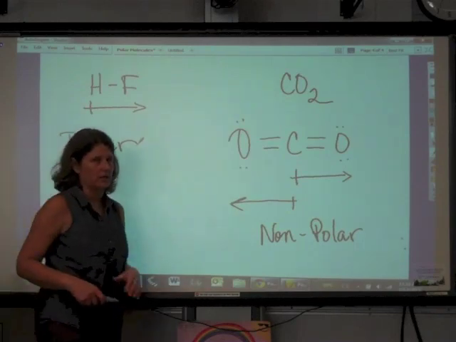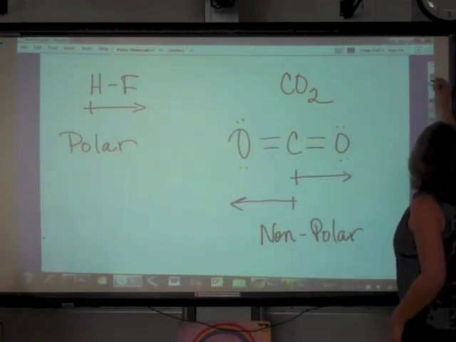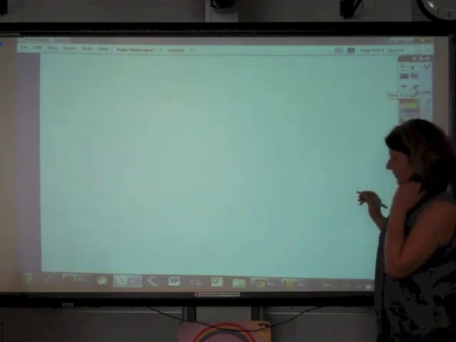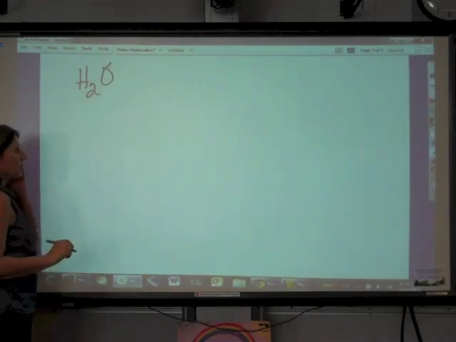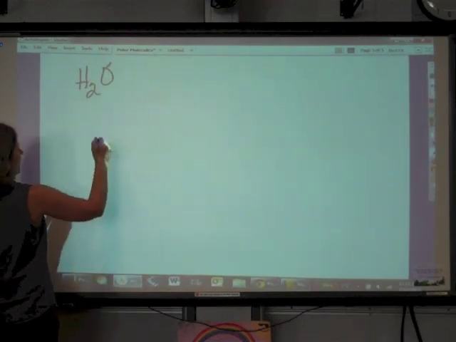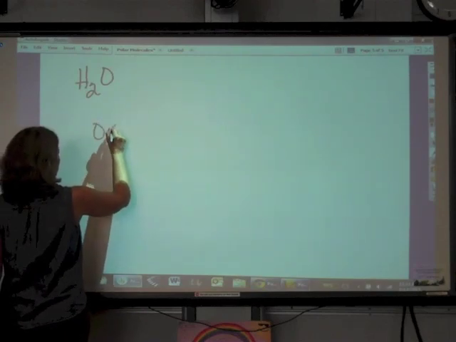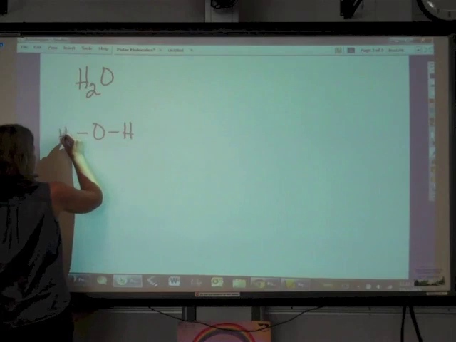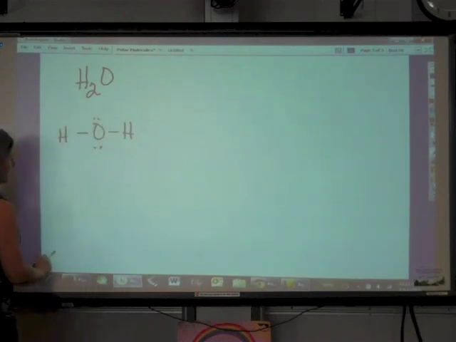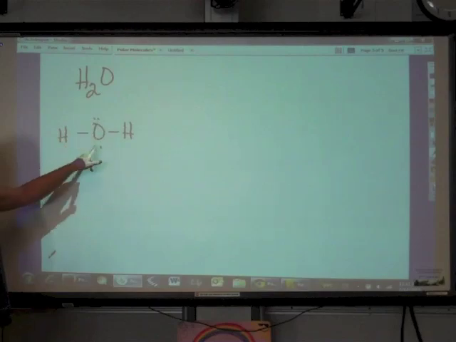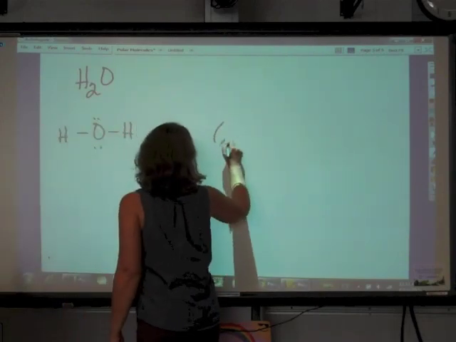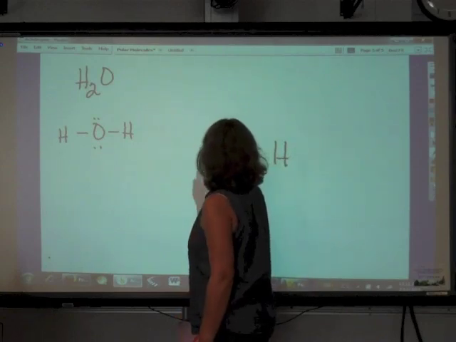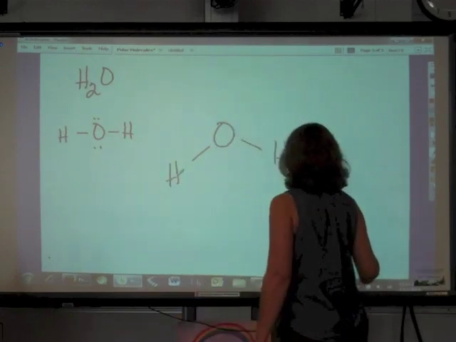Okay, so let's do one more example. Let's look at water, H2O. Okay, if we make a Lewis structure for water, it's going to look like this. And we know that these two lone pairs are going to do what to these pairs? Right, we're going to bend. So this thing is going to be bent. And I will show you an actual three-dimensional model of this tomorrow.